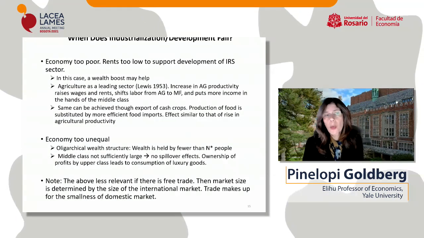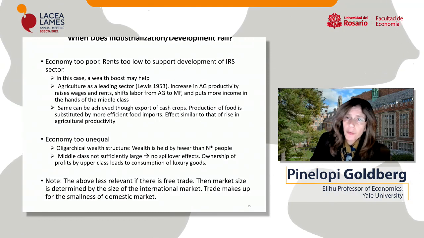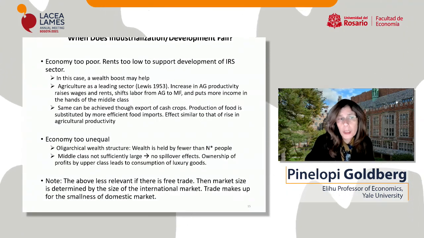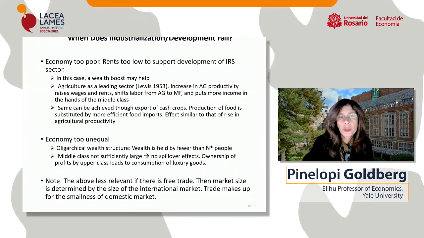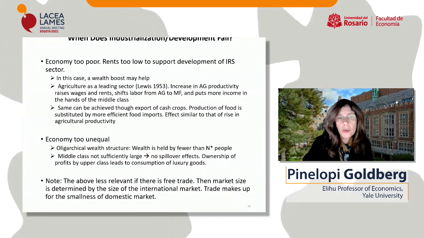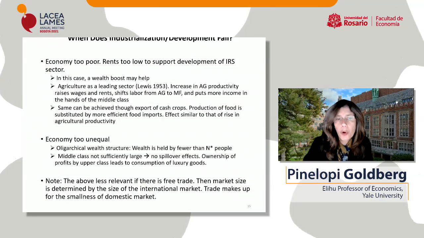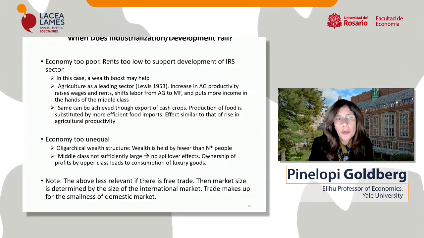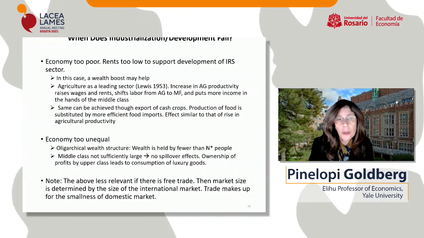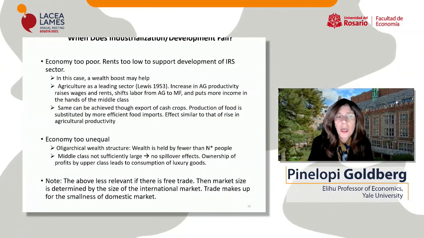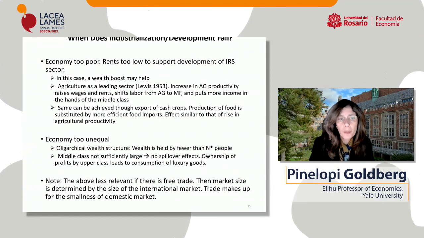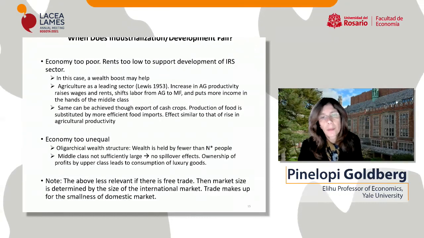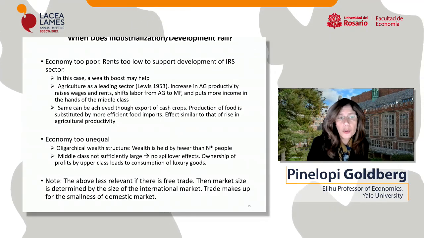So in this context, when does industrialization and development fail? Why do we see poverty? There are the following explanations. The first is that an economy could be too poor. So there are no rents, there are no profits, and therefore it's impossible to develop an increasing returns to scale sector. In this case, a wealth boost may help, and this is what Lewis in 1953 thought, and the source of the wealth boost was agriculture.